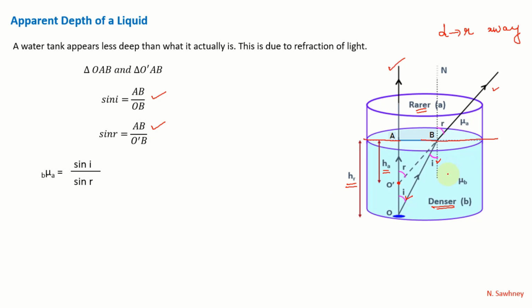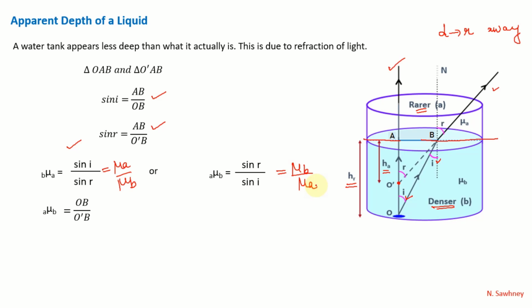Also, as the ray of light is traveling from denser to rarer medium, we can write down using Snell's law sin I upon sin R is equal to mu A upon mu B, like this. This can be written as mu A upon mu B, as the ray is traveling from medium B to medium A. Or we can even write down the reciprocal of it like this, that is sin R upon sin I can be written as mu B upon mu A.